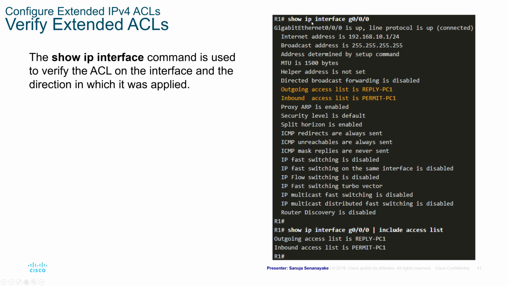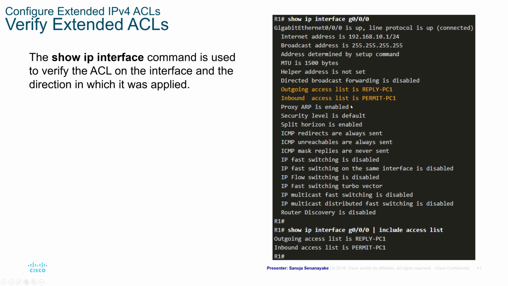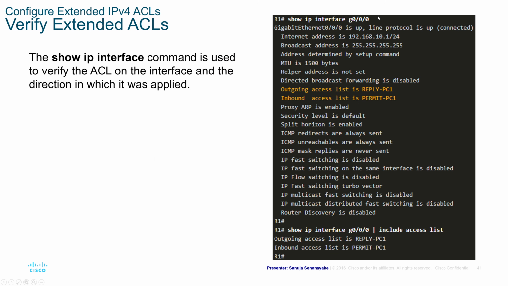When you run show ip interface G0/0, because that is the interface that we have applied those ACLs to, you can see the outgoing access list is reply-PC1. Why? Because reply-PC1 is out. And the inbound access list is permit-PC1. So inbound is right here, permit-PC1, and they are both applied to interface G0/0. That's showing in here with the show ip interface G0/0 command.